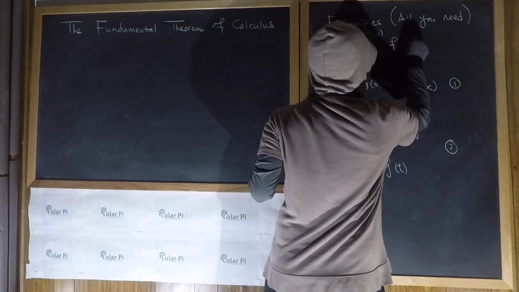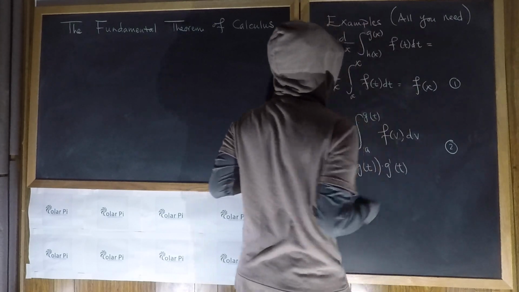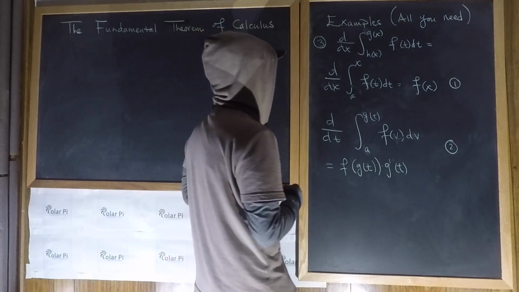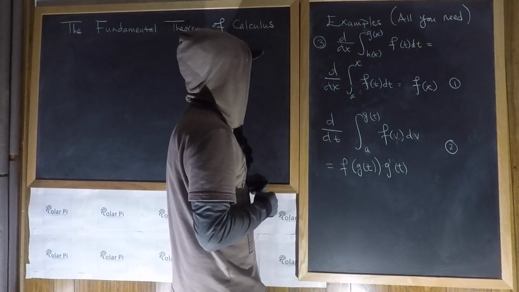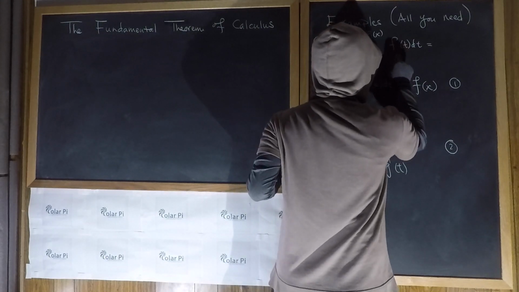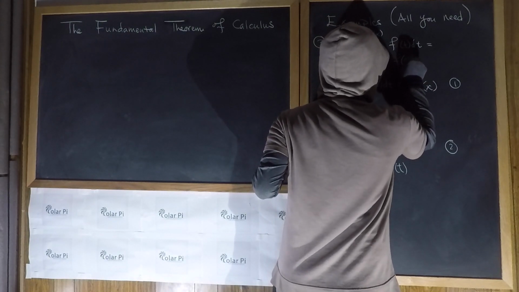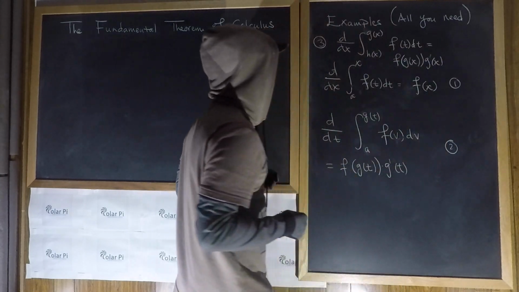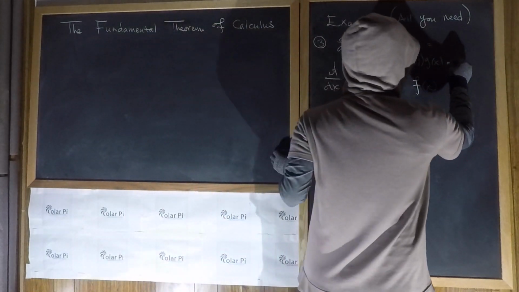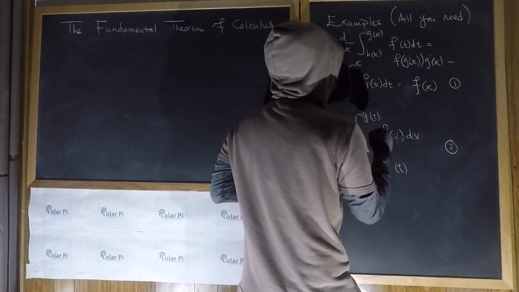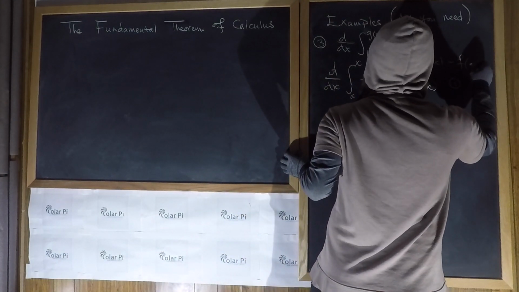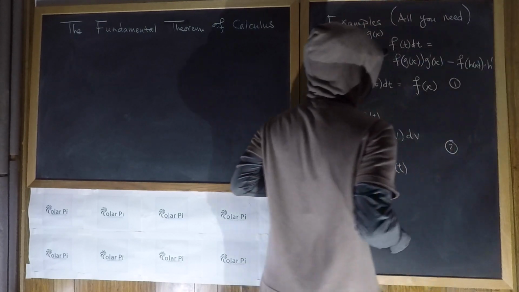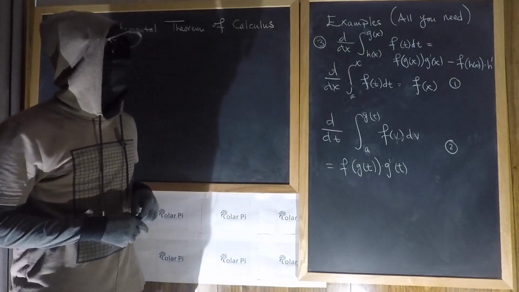f of t dt. And what this turns out to be is it's going to equal, man, did I pick too small a spot for this? It's going to be f of g of x times g prime of x, and then minus f of h of x times h prime of x. I'll just write it like that.